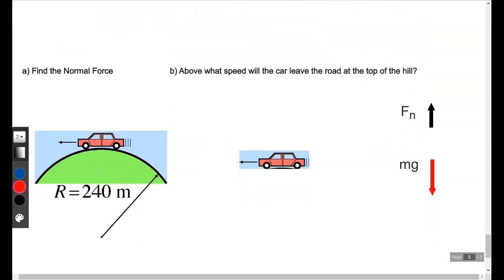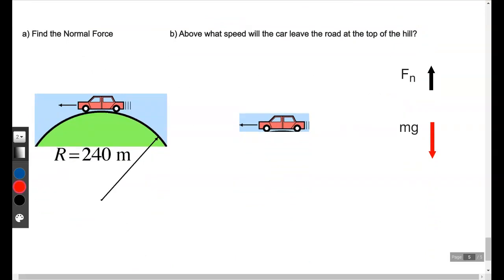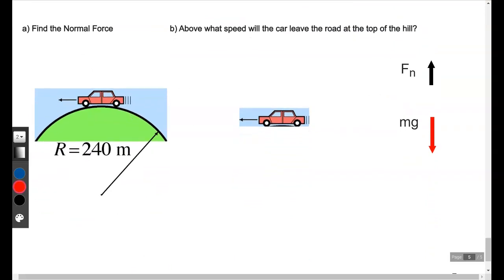Alright, so now this is still the same idea, but you're going to find a different situation here, where this is just now a hill. We all know that you can go just so fast. If this guy goes too fast, he actually leaves the hill, right? If you go like 200, 300 miles an hour, he just goes this way. He loses contact with the ground. So let's find the normal force.